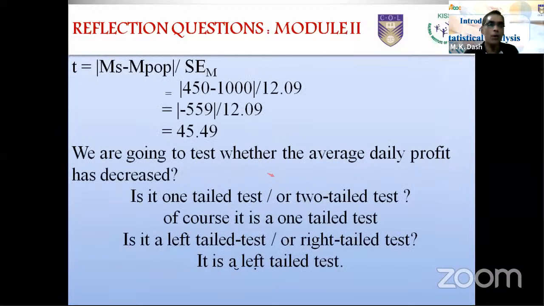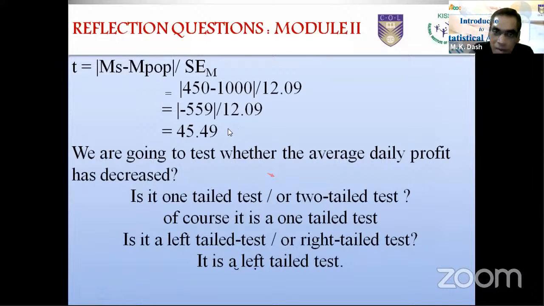Now see, what is the t-value? Why have you taken the t-value? Because the number of days is 15, which is less than 30, so we have taken the t-value. Sample mean minus population mean divided by the standard error of the mean. This is the same formula we have been applying. What is the sample mean? 450. What is the population mean? 1000. Put in all the values and you will get 45.49. So your t-value is 45.49. This is the calculated t-value.